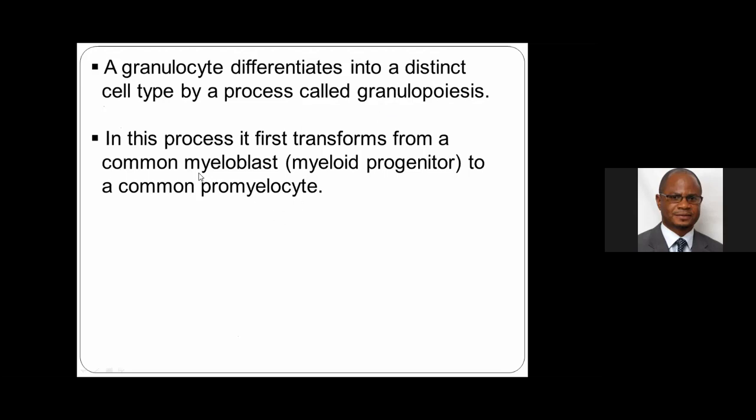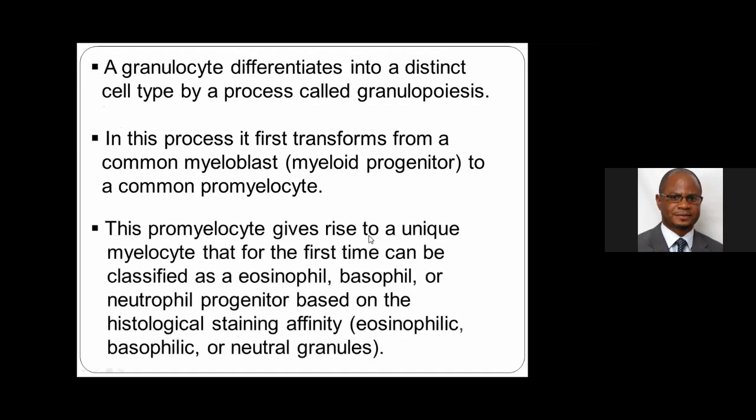So they first transform from a common myeloblast, the myeloid progenitor, to a promyelocyte. Don't worry about which follows which, myeloblast, promyelocyte, myelocyte, it is not really important in examination. Promyelocyte gives rise to a myelocyte that for the first time can be classified as an eosinophil, basophil, or neutrophil progenitor based on histological staining affinity.